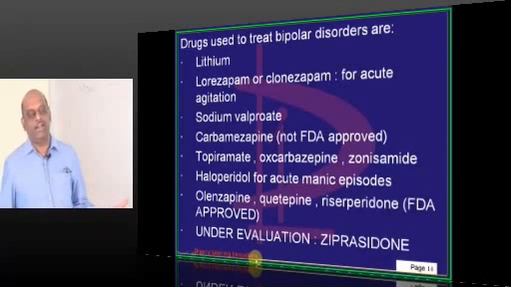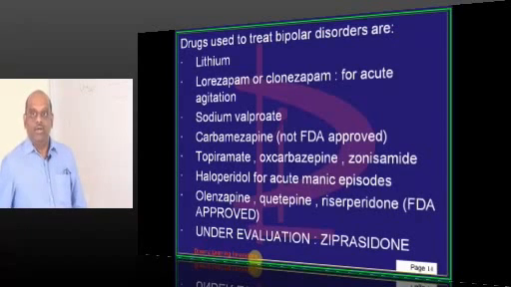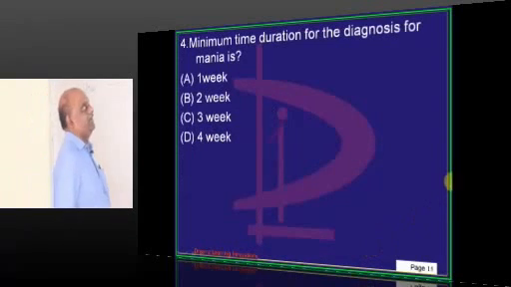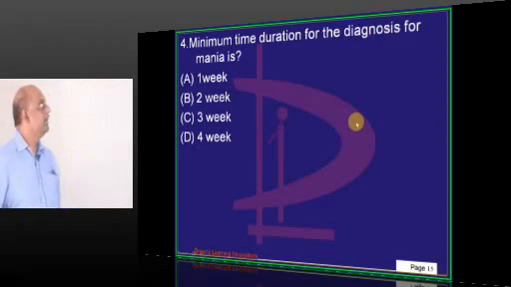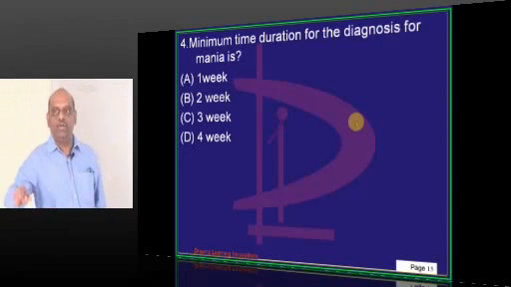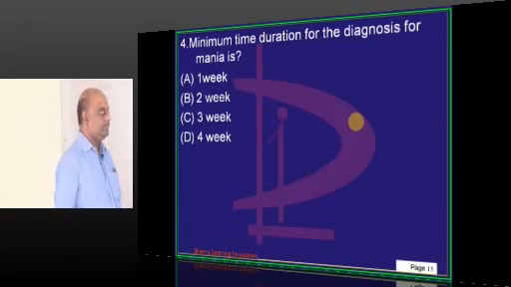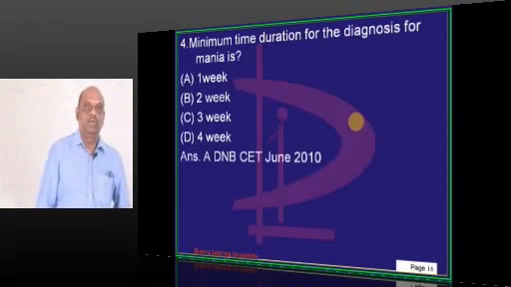Most of the antipsychotics and antidepressants you can give. That's the whole idea. Only thing is, typical antipsychotics don't give. But let's close the story. Now, what is the minimum duration for the diagnosis for you to call mania? 1 week.